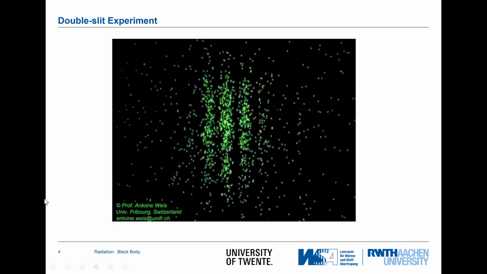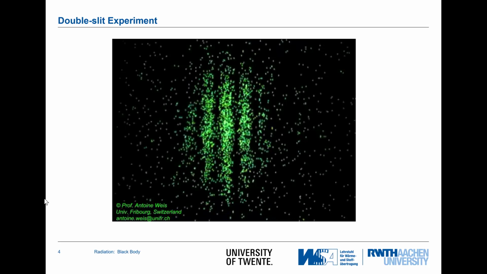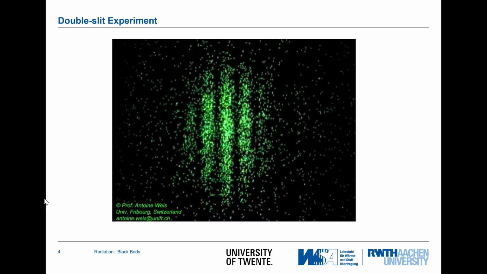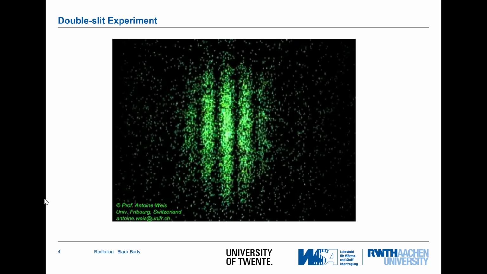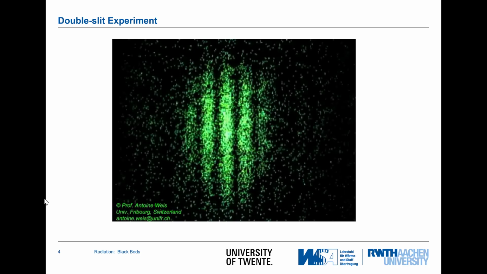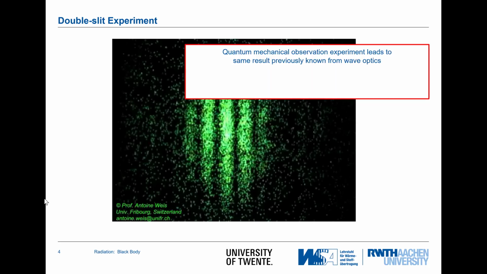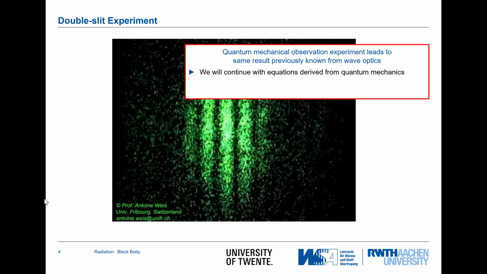And you see here the photons can go anywhere on that observation screen, but the likelihood that they meet where we would expect them to meet using the wave theory is clearly coming out from this image. This means the two approaches are describing the same thing. Just to state again, the quantum mechanical observation leads to the same result as we know from wave optics. This means we will continue with equations derived from quantum mechanics, and we will, in these equations, however, still have terms such as wavelength, frequency, wave number, just because it's established and very convenient to move on with that.